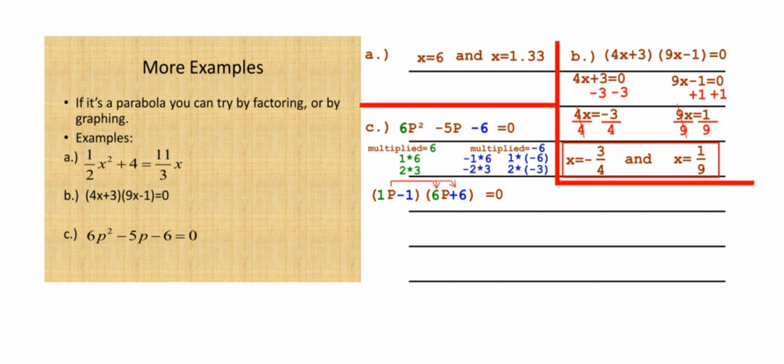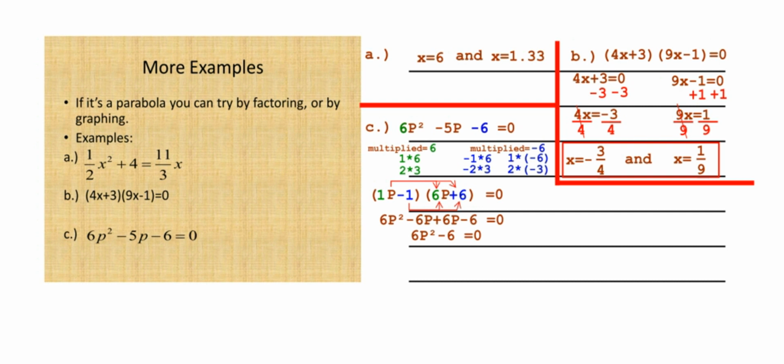FOIL, in other words. We're going to go 1p times 6p, 1p times 6, and also negative 1 times 6p, and then negative 1 times 6. Once we expand, it should look something like this. So we ended up with 6p squared. As we go 1p times 6p, 1p times 6 will give us 6p. Oopsie, may have gotten those backwards. And negative 1 times 6p is negative 6p, and negative 1 times 6 will give us negative 6. Yep, got those backwards, but it still should give you the same.